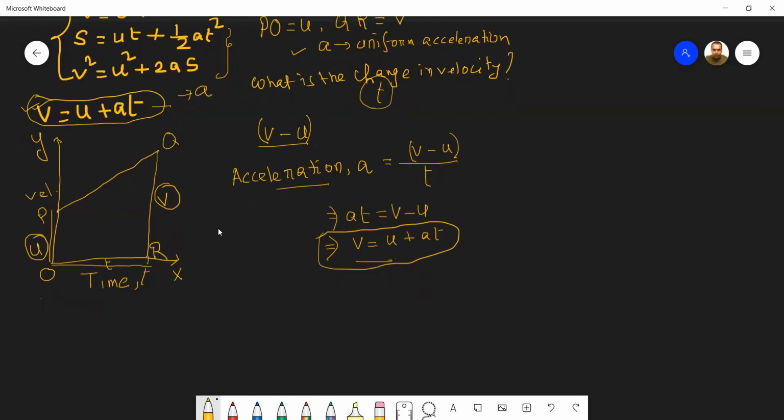So how is that possible? Along the y-axis we have velocity, and along the x-axis we have time, t. What is the multiplication of velocity and time? The multiplication of velocity and time is nothing but the distance, s.